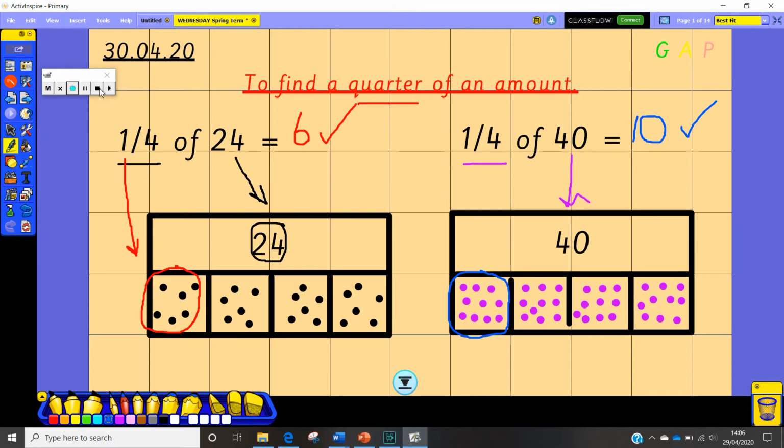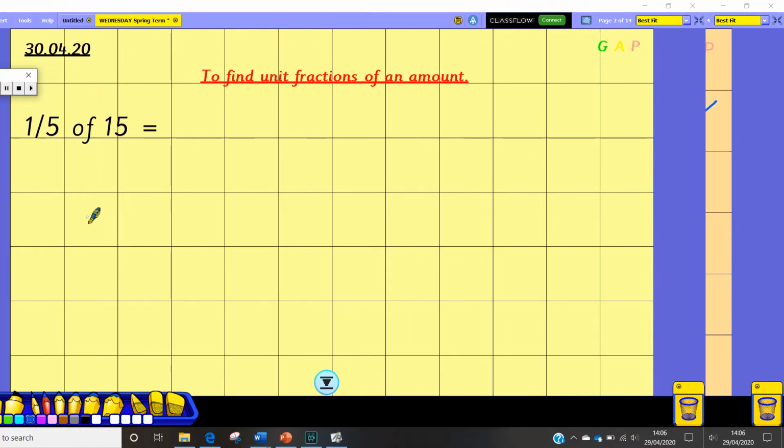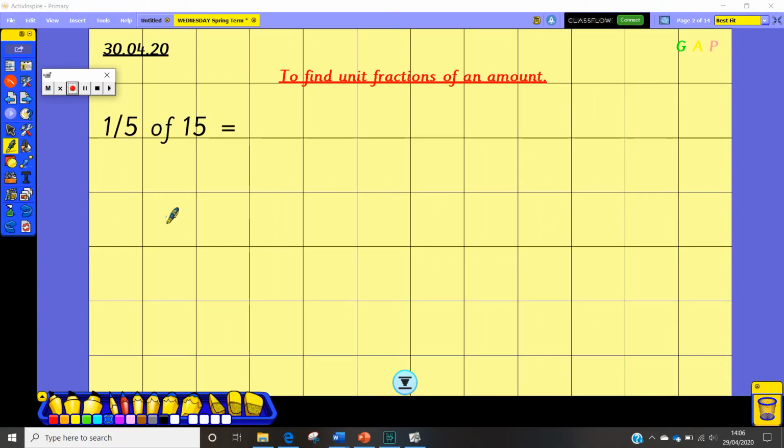Awesome work this morning. To continue with our maths work, we're going to find unit fractions of an amount. So if you are in red or orange team, you should not be watching this video now. You should be on the other video. So just stop this video and pop over to the other video.